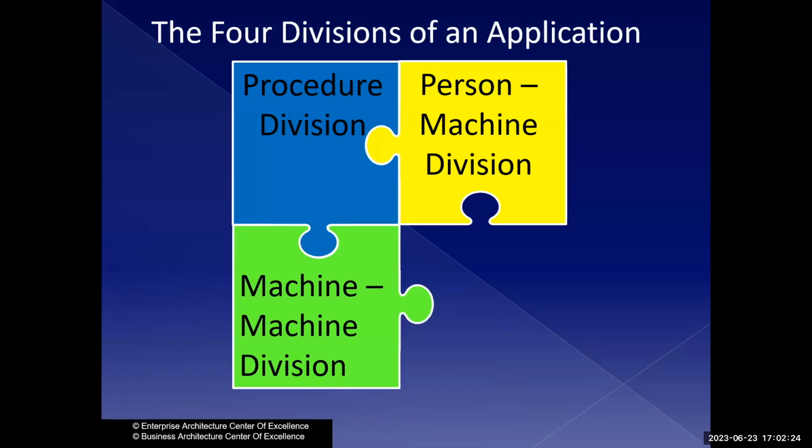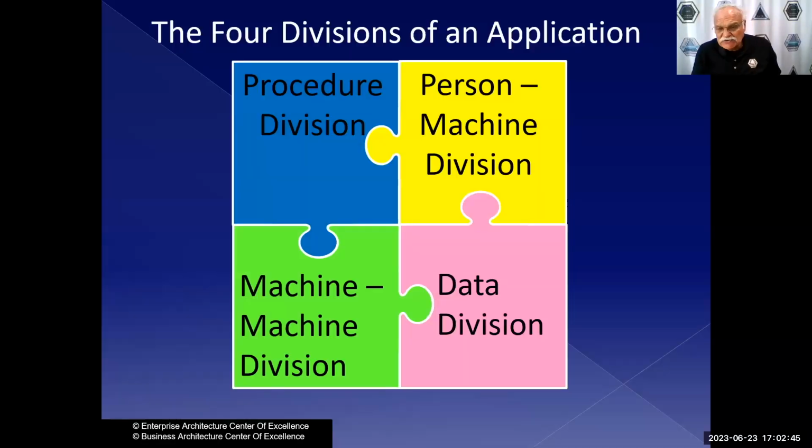The third is machine-to-machine division, and this particular area is sometimes referred to as the interfacing between one application and another. And the fourth, which is going to give you that early mover advantage, that competitive advantage in artificial intelligence, is what we refer to as the data division. Procedure division, person-machine interface division, machine-to-machine interface division, data division.